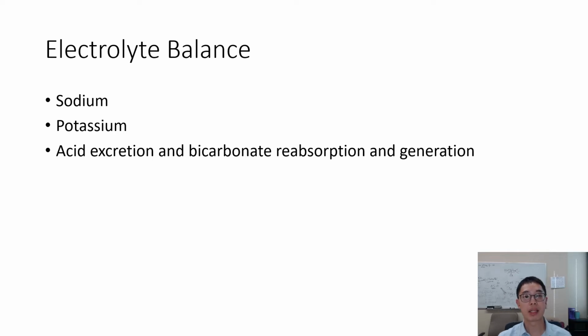Now let's talk about how the kidneys maintain an optimal milieu for our cellular processes to continue. Specifically, we'll talk about sodium, potassium, and acid-base balance in our body. Our kidneys are responsible for managing other electrolytes, but due to time, we'll not cover these in today's talk.